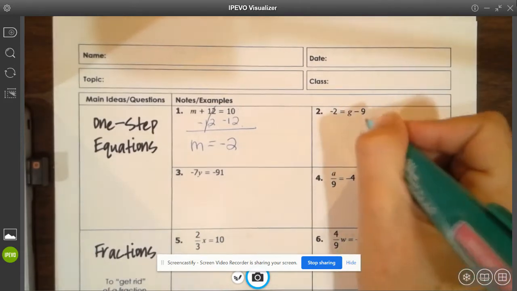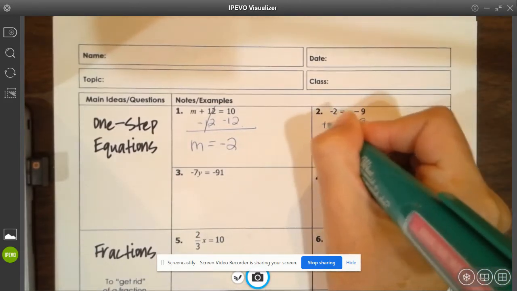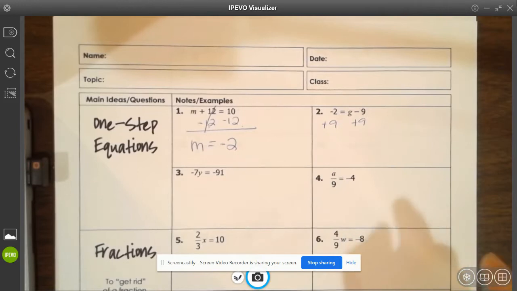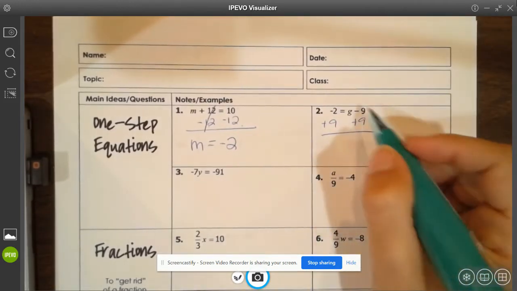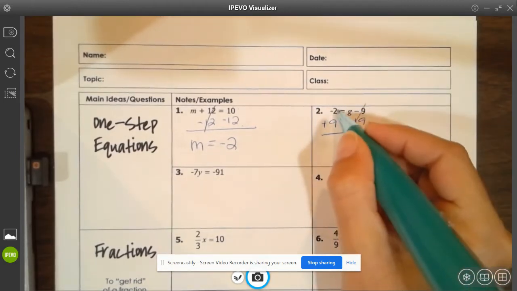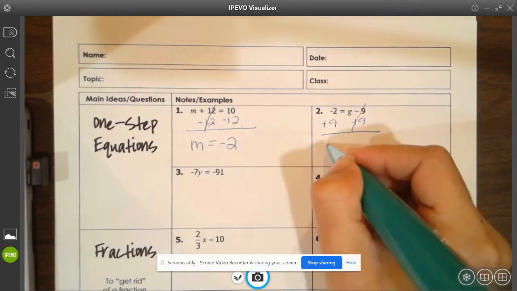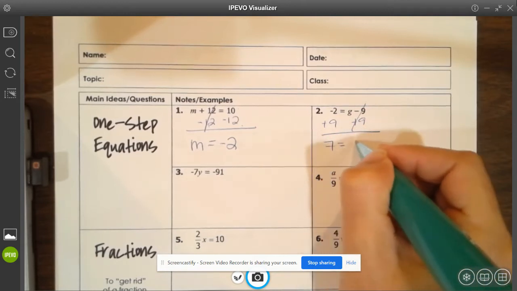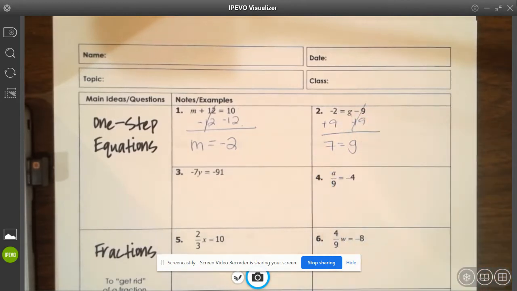All right, in this case, we add 9 on both sides. Remember, you are getting rid of the one that's with the letter because you want to leave that variable alone. These are opposites of each other, so that's 0, they cancel. And then negative 2 plus 9 is positive 7, and that's the value for G.